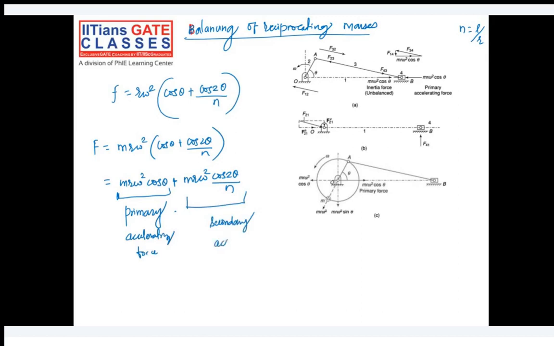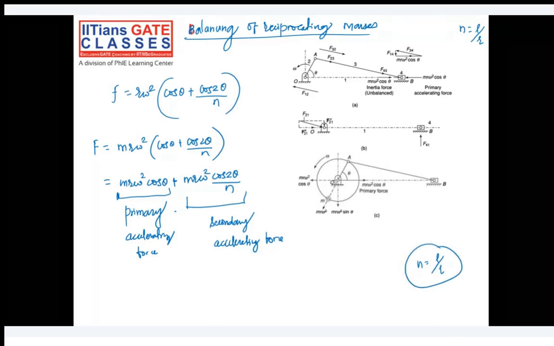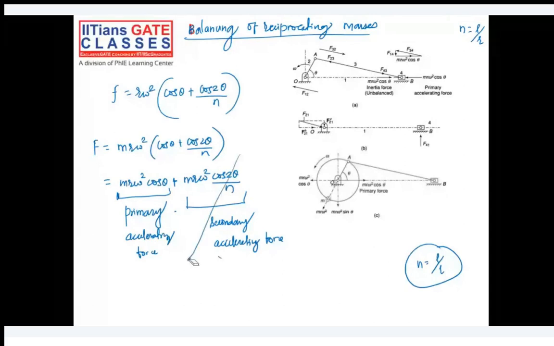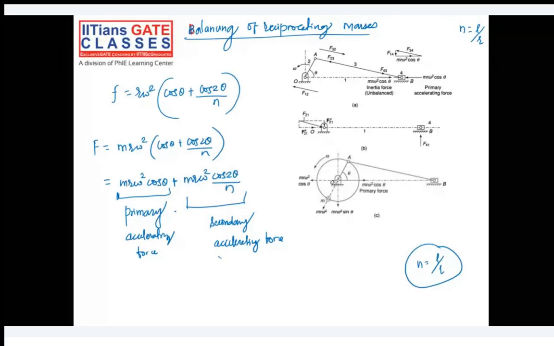Okay, and what was the value of n? If you remember, n is equal to L by R. So the n value is always greater than 1 because our connecting rod is longer than the crank. So the secondary term is always smaller. This secondary acceleration term is small compared to the primary force, and you can safely neglect it for engines which are rotating at a slow speed. So this is why the more important one is the primary accelerating force.